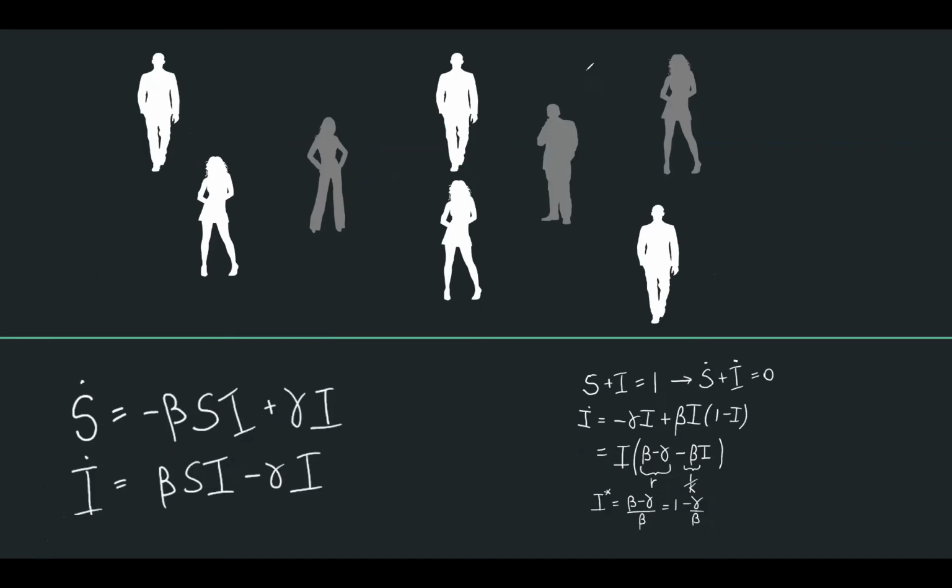For example, an SIS model in which now patches are people, and occupied means infected, and extinct means recovers. So we can write these coupled equations for the proportion of susceptible and the proportion of infected in the population. And you can see that they have the same form. And of course, they have the same solution.